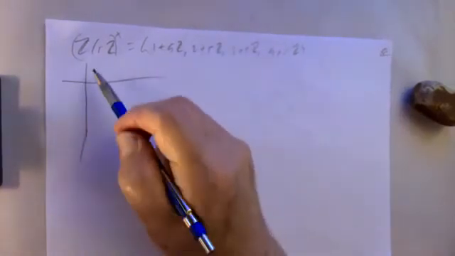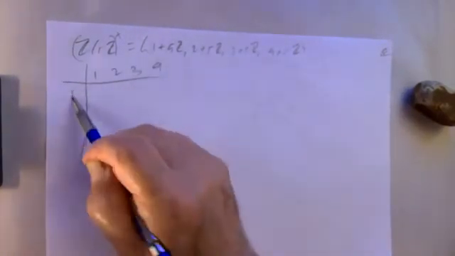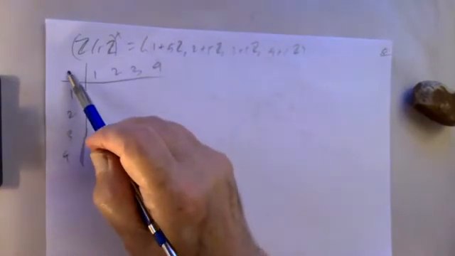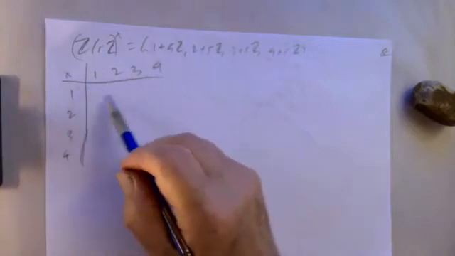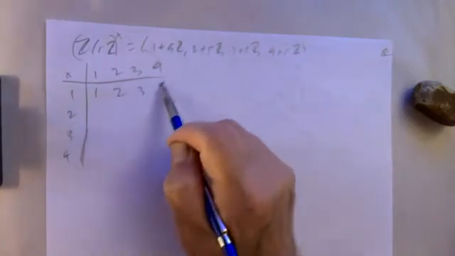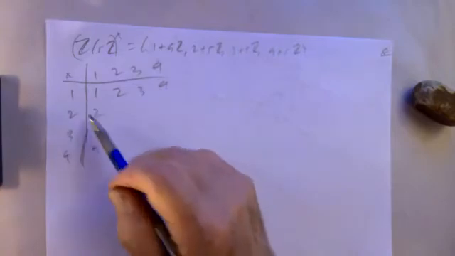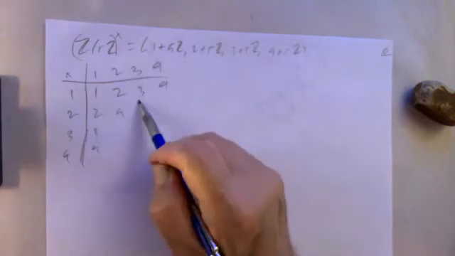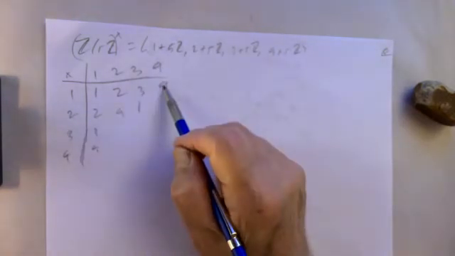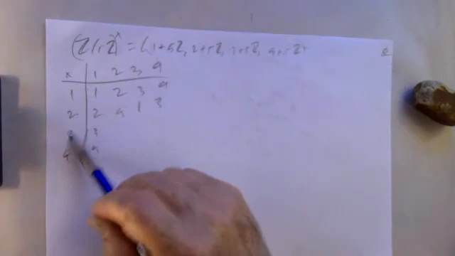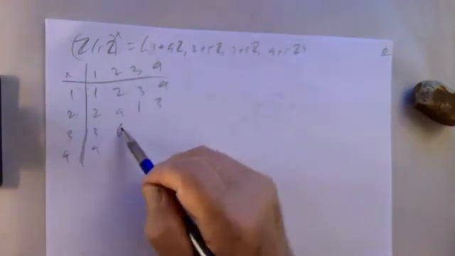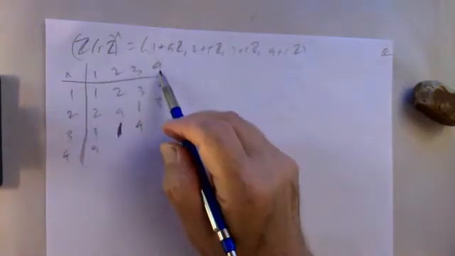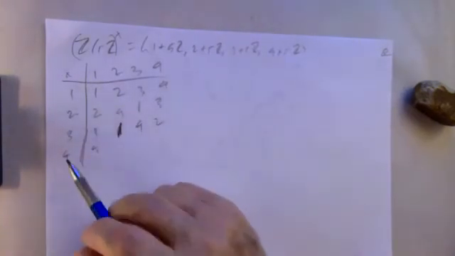What's the multiplication table? I'll just write 1, 2, 3, 4 to represent the congruence classes. You multiply them. 1 times everything is everything. 2 times 2 is 4. 2 times 3 is 6, which is 1 mod 5. 2 times 4 is 8, which is 3 mod 5. 3 times 2 is 6, which is 1 mod 5. 3 times 3 is 9, which is 4. 3 times 4 is 12, which is 2 mod 5.